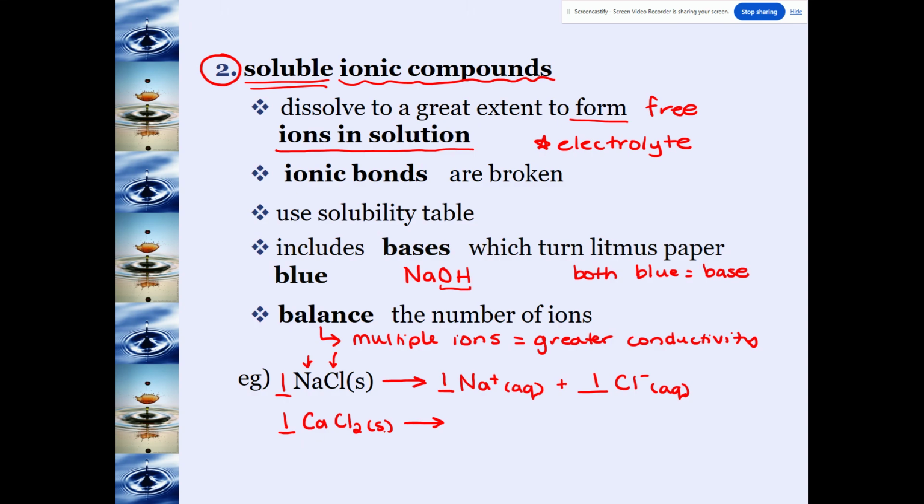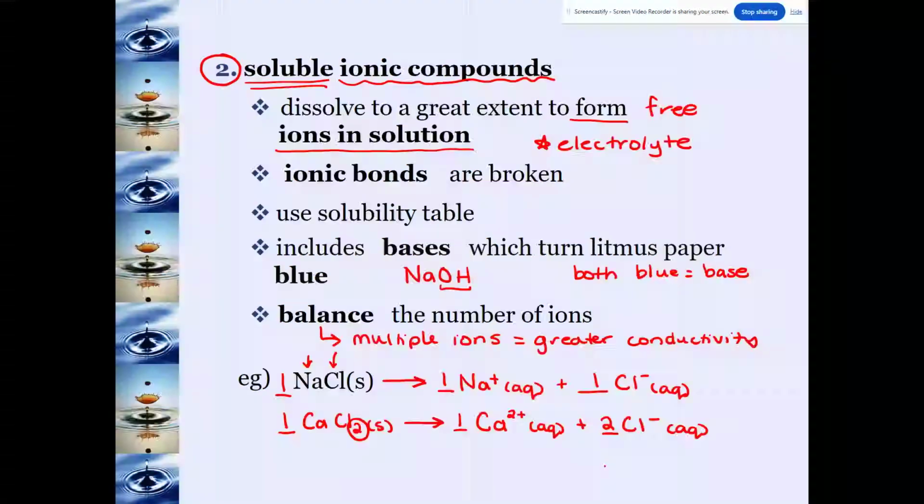Anyway, I have my calcium chloride compound. That is soluble in water, and it will again dissociate into 1 calcium ion. My calcium ion has a 2+ charge, and now there's 2 chloride ions. I don't put a subscript, I put a balancing coefficient of 2. Okay, we never have subscripts with our simple ions. If there was a subscript in the compound, it becomes a balancing coefficient for our ion. Okay, that's very important.